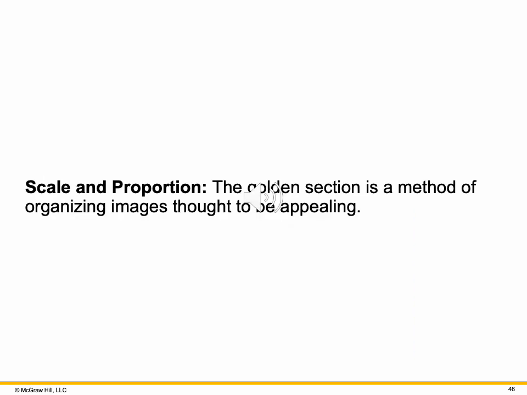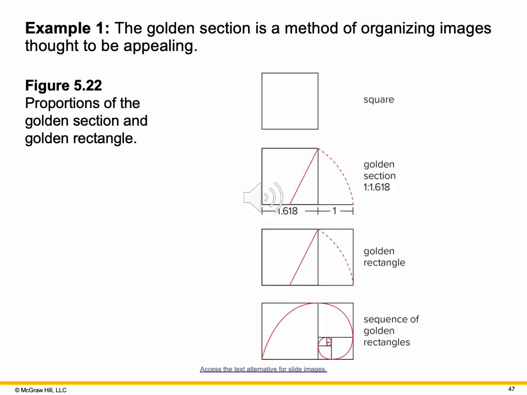The golden section is a method of organizing images thought to be appealing. A proportion that has fascinated many artists and architects since its discovery by the ancient Greeks is the ratio known as the golden section or golden mean. A golden section divides a length into 2 unequal segments in such a way that the smaller segment has the same ratio to the larger segment as the larger segment has to the whole.